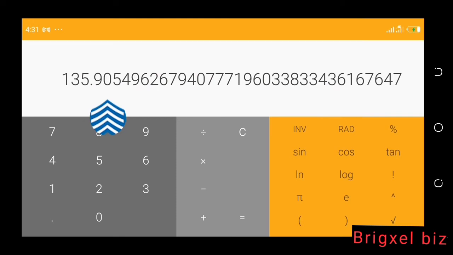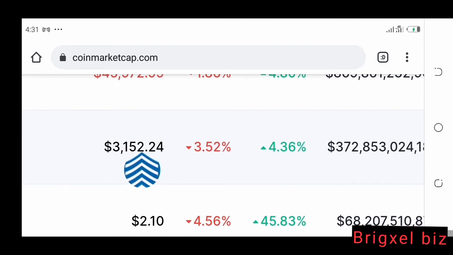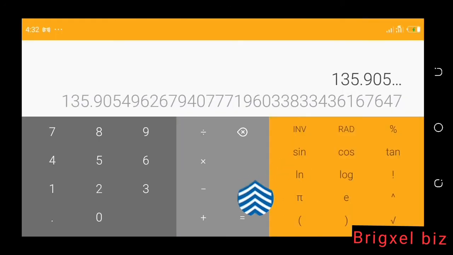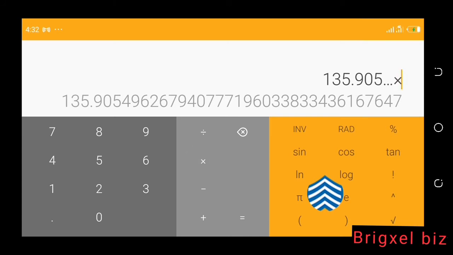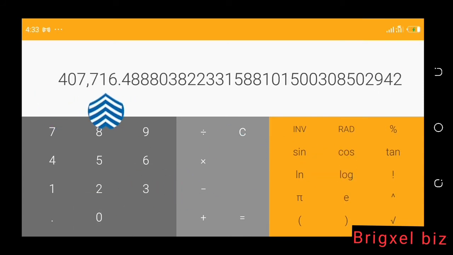Okay, and you might be saying, how much are you going to spend to do this? That's another calculation. How much are you going to spend? So that's very simple. All you need to do is to do 135 Ethereum times the current price of Ethereum. And back on CoinMarketCap, the current price of Ethereum is 3,152.24. So let's say we multiply by just $3,000. Since the price is fluctuating, we could say times $3,000. So you see, we would need to spend about $407,000 to make that kind of money.